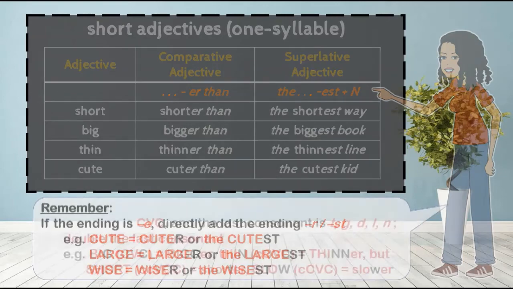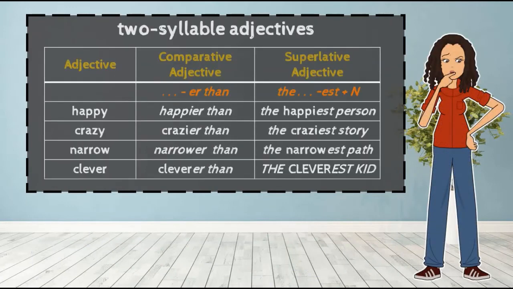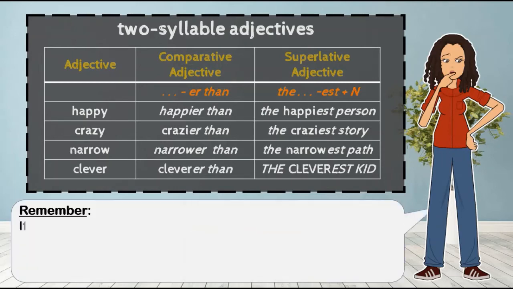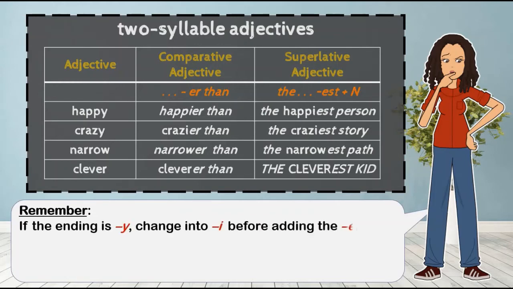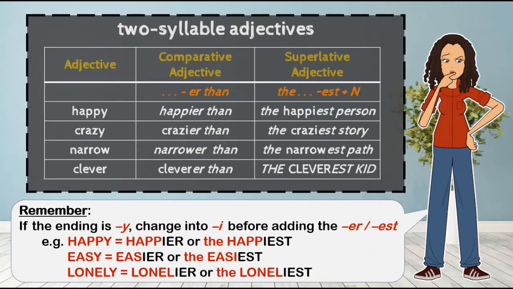Now let's move on to the next rule, which is applied to the two-syllable adjectives. This is a little bit trickier because for two-syllable adjectives, there are two different forms of comparative and superlative adjectives that you can use. The first one is by adding ER plus than and EST for the superlative adjective. The first one is for two-syllable adjectives ending with Y. Okay, you need to change the Y into I before adding the ER or EST.